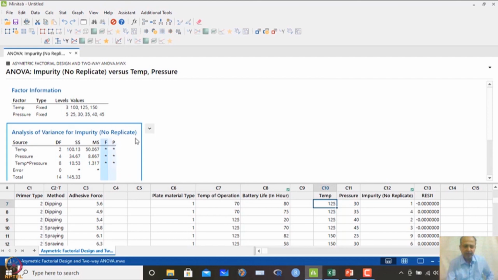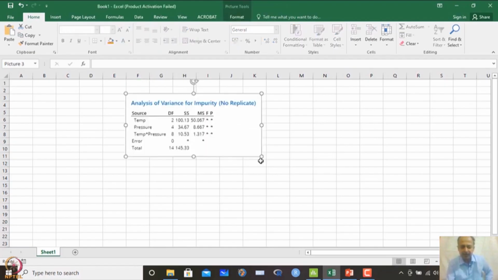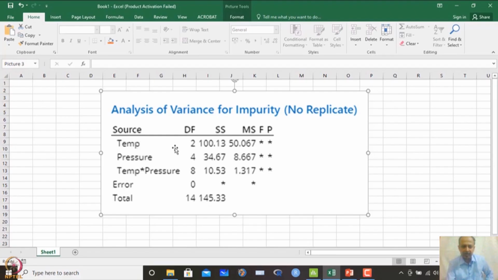What will happen is that if I copy this one as picture, and paste this over here, you will find the estimation is not possible, as there is no replicate. So, temperature is at 2 levels over here, so degree of freedom is 1, and for pressure, degree of freedom is 4, because there are 5 levels over here.